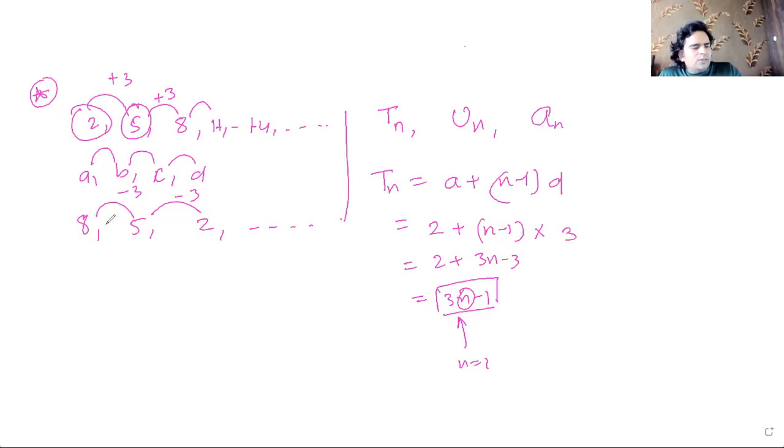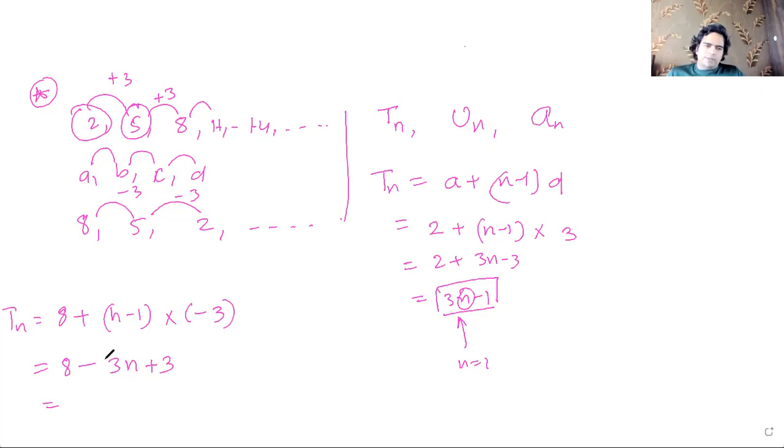Now, the second one is where you have a difference that is negative. So for example, 8 plus n minus 1 times the difference, which is -3. So this will be the nth term formula here. Opening the bracket, it will be 8 minus 3n plus 3. So 8 plus 3 is 11, minus 3n. Just be mindful of opening the bracket with changing the sign so that you can comprehend it correctly. So this is the formula for an arithmetic sequence.